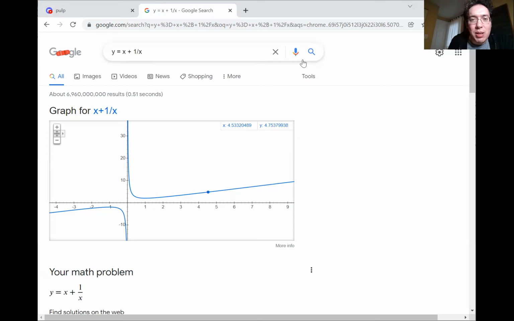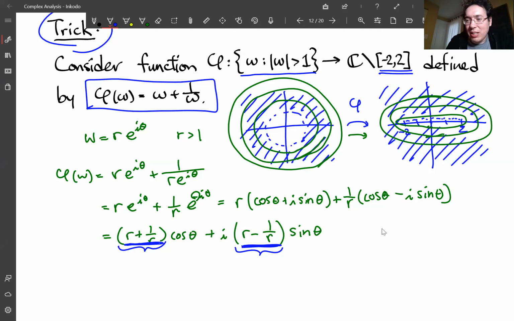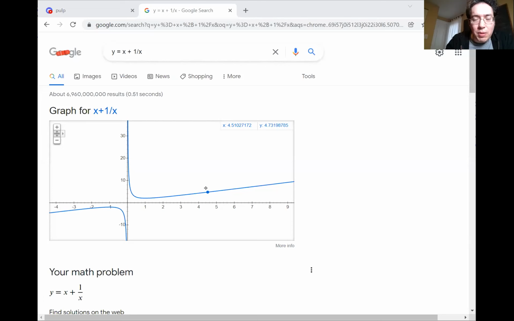Okay, so let's see if we can go back to the notes. Okay, so I've said the horizontal portion. The smallest the horizontal portion could be is 2 units. It doesn't quite reach 2 because our radius r doesn't reach exactly 1, but it gets very close. And the y stretch factor, we should have graphed that at the same time. Okay, so let me graph r minus 1 over r.